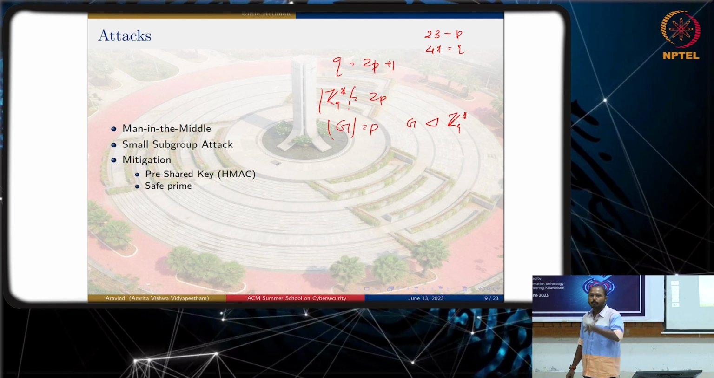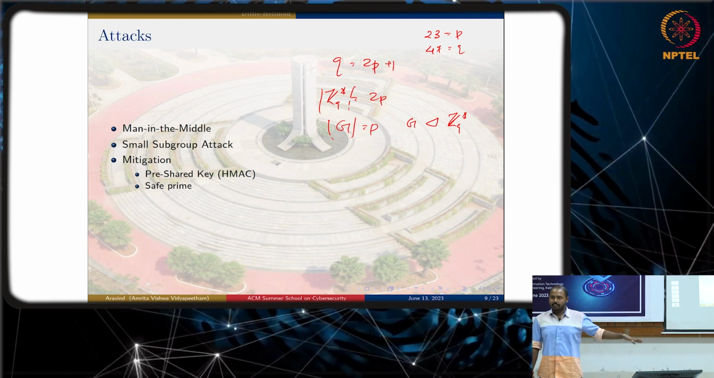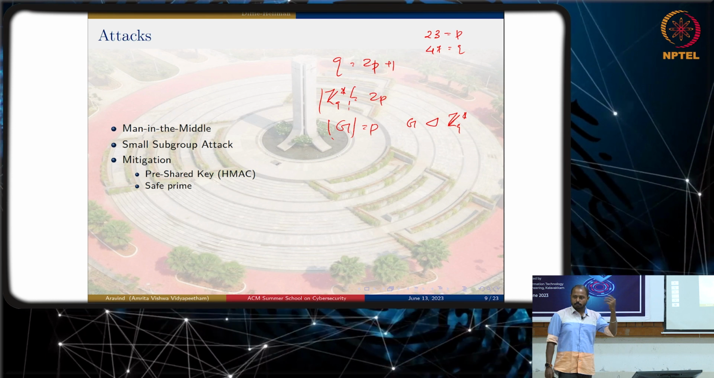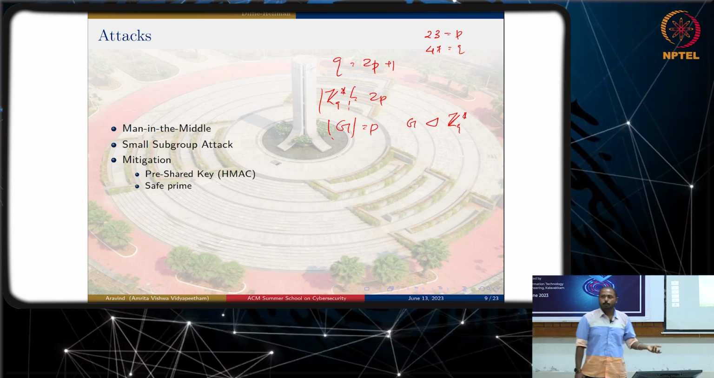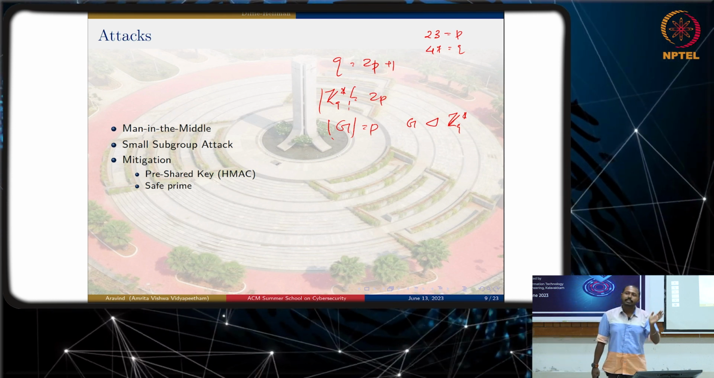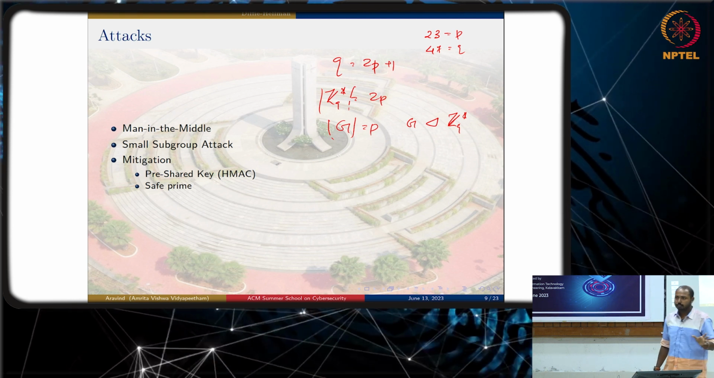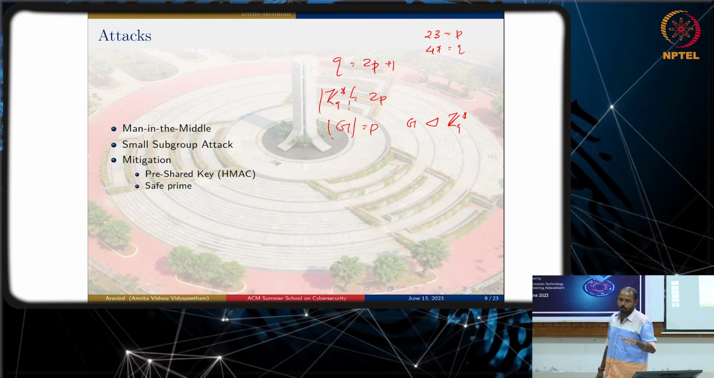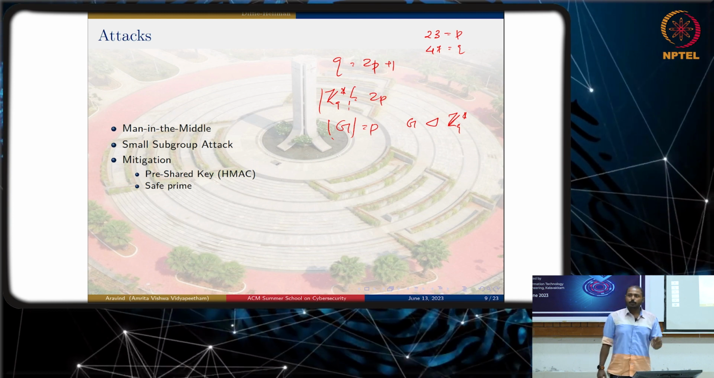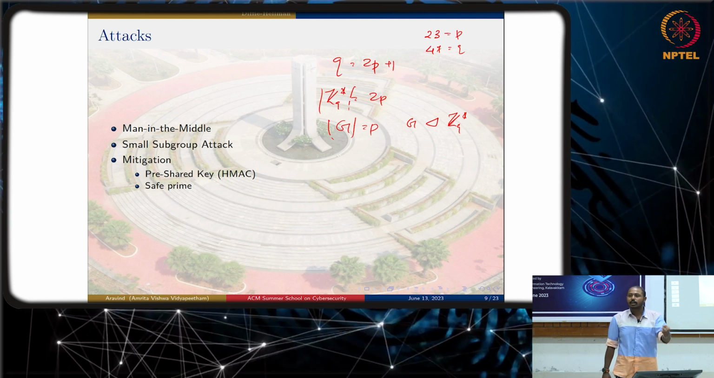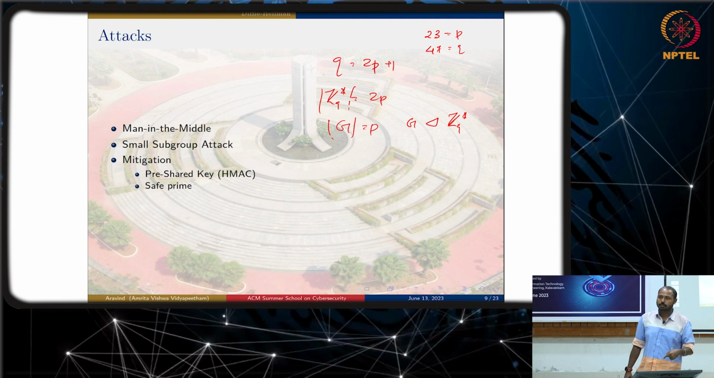We will be agreeing commonly on a subgroup G, which is a subgroup of ZQ star. Proper subgroup means properly contained in ZQ star. It's not ZQ star. ZQ star is a subgroup, but it's not a proper subgroup. So a proper subgroup, which is again cyclic, and it does not have any more subgroups.